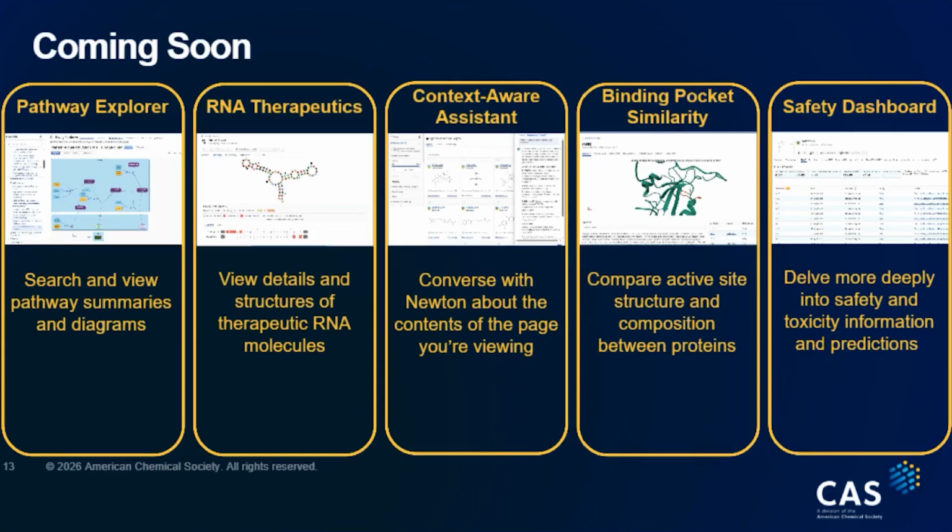Fourth on the list, binding pocket similarity. So we're working on some really advanced analytics that will allow me to compare active site binding, structure and composition between different proteins. And finally, we're working on adding even more sophisticated safety information to allow you to delve more deeply into safety, toxicity, reference information, as well as predictions.